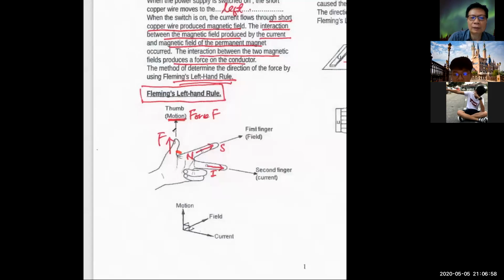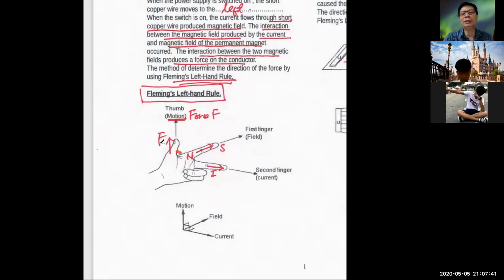Your thumb is pointing in the direction of the force. Please jot down: the thumb points to the direction of the force, and your first finger is the direction of the magnetic field. Magnetic field means from north to south, so this finger points along the magnetic field. The second finger follows the direction of the current. So there are three things: the first finger is the magnetic field, north to south; the second finger is the direction of the current; and finally, your thumb is the direction of the force.